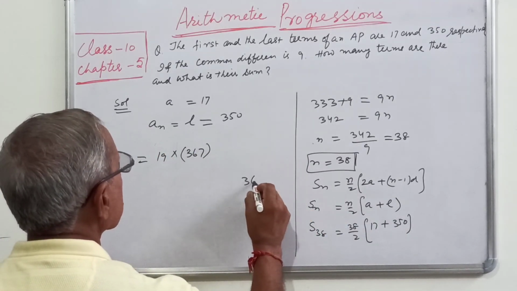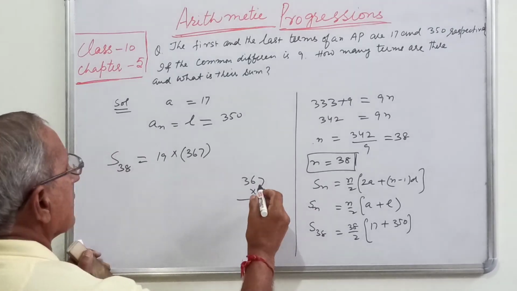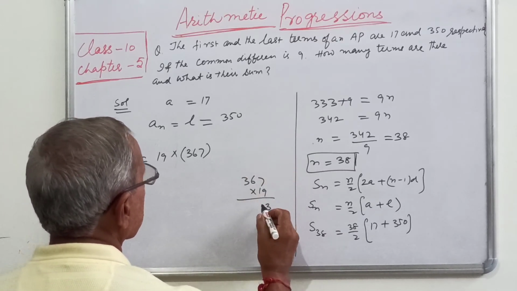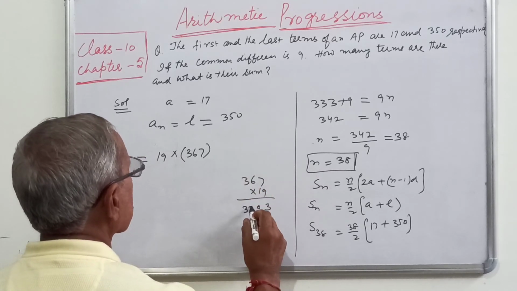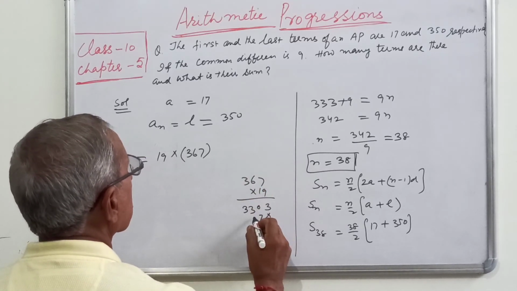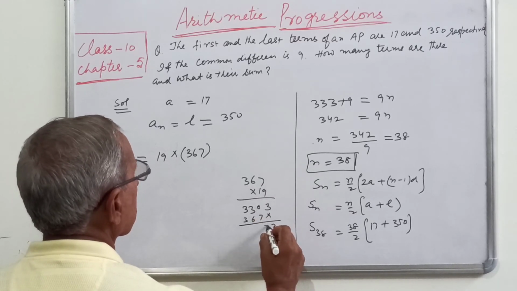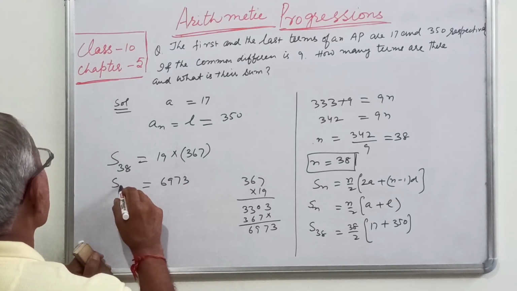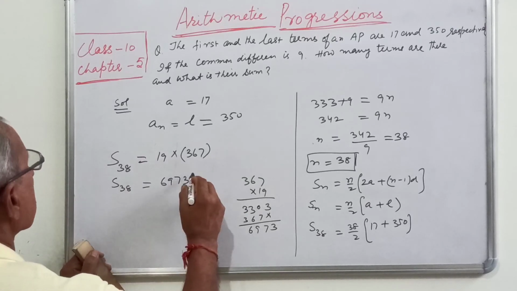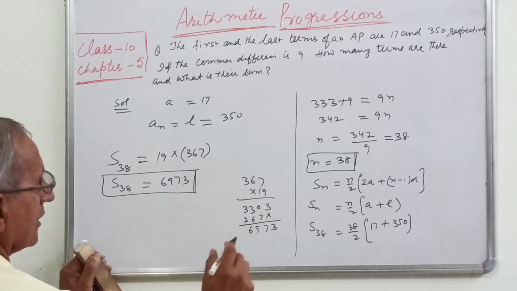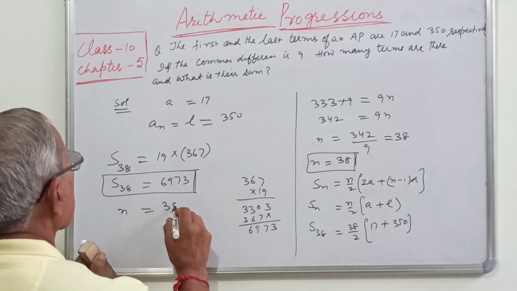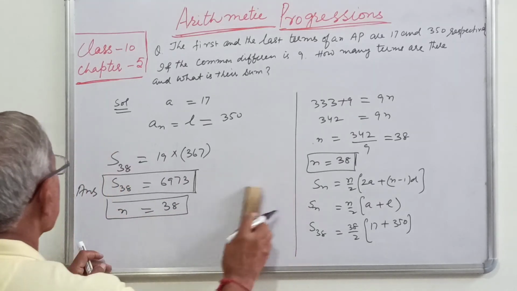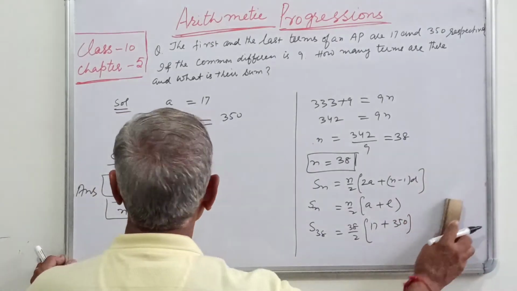अब इसको मल्टीप्लाई करें 367 को 19 से. 9 7s are 63, 9 6 are 54, 54 और 6 60, 27 33, 7 6 3 3 7 9 6. तो यह 6973. सो सम ऑफ 38 टर्म इज 6973. तो ये हो गया इसका सेकंड आंसर एंड फर्स्ट आंसर वाज n इज इक्वल टू 38. तो ये दो आंसर, इस क्वेश्चन के दो आंसर थे. n बराबर 38 और Sn इज इक्वल टू 6973.